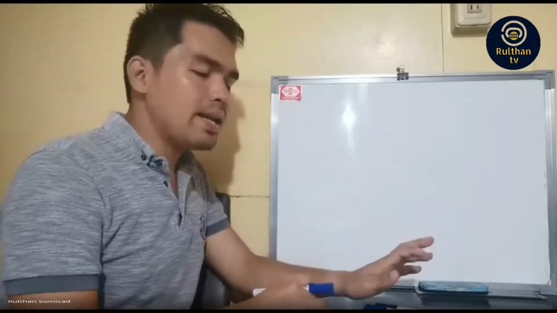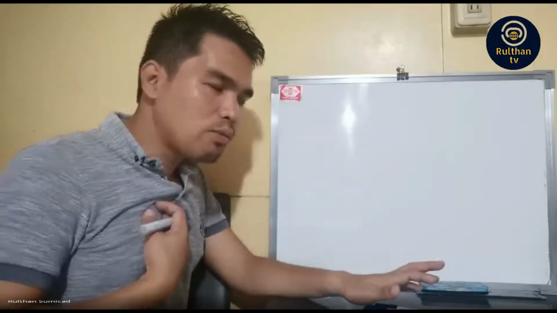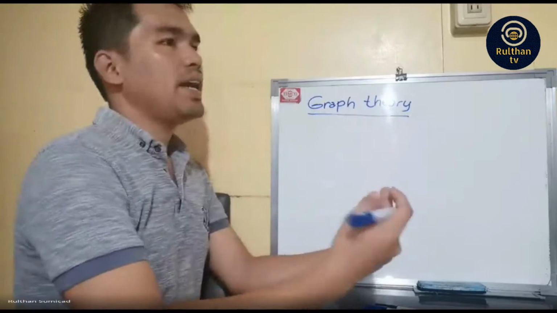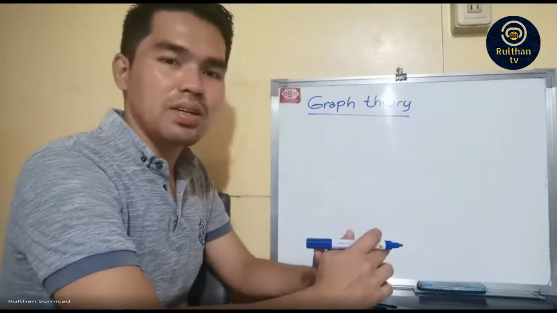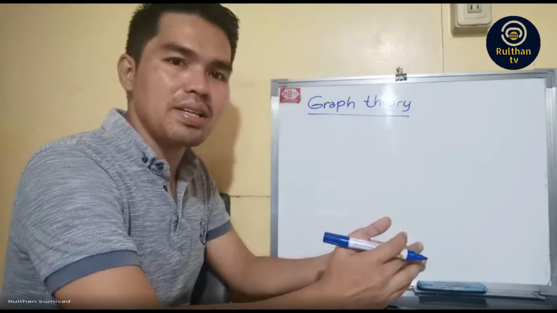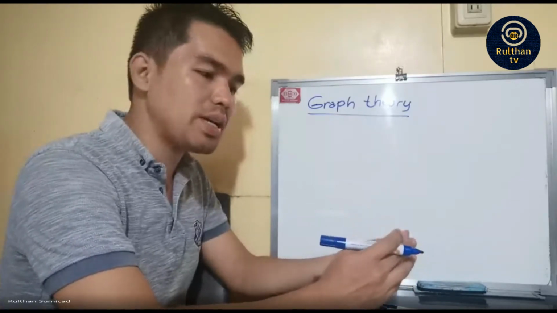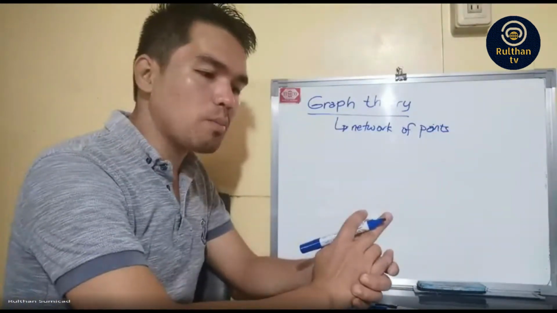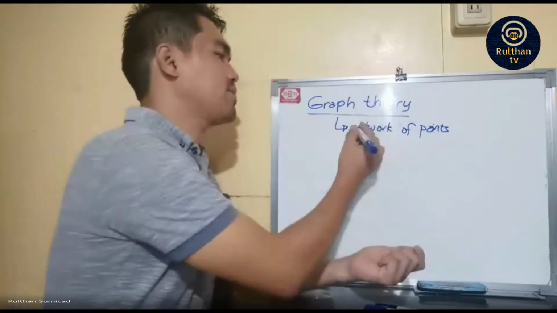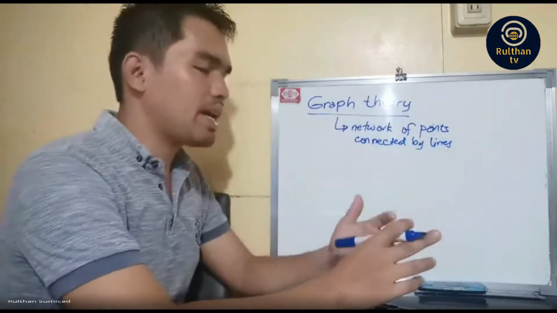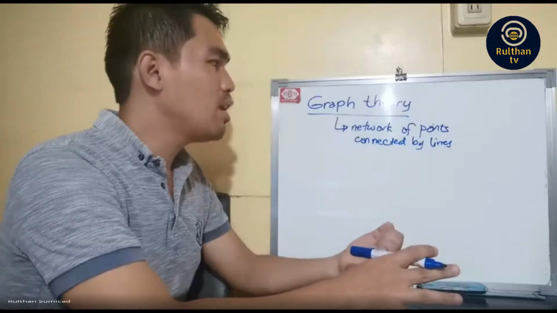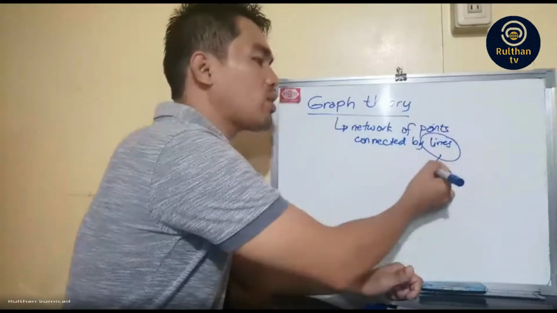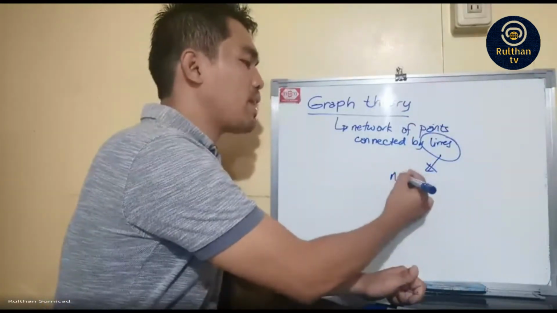Okay. Again, it's the mathematics of graph. Basically, we're going to focus on graph theory. Graph theory is simply a branch of mathematics, another area of specialization in the field of mathematics, which actually deals with the network of points connected by lines. Please do understand that the line we're talking about here is a non-Euclidean line.